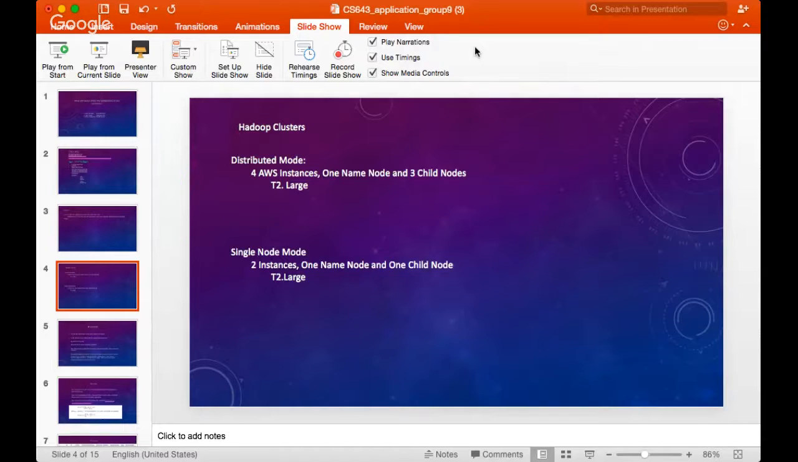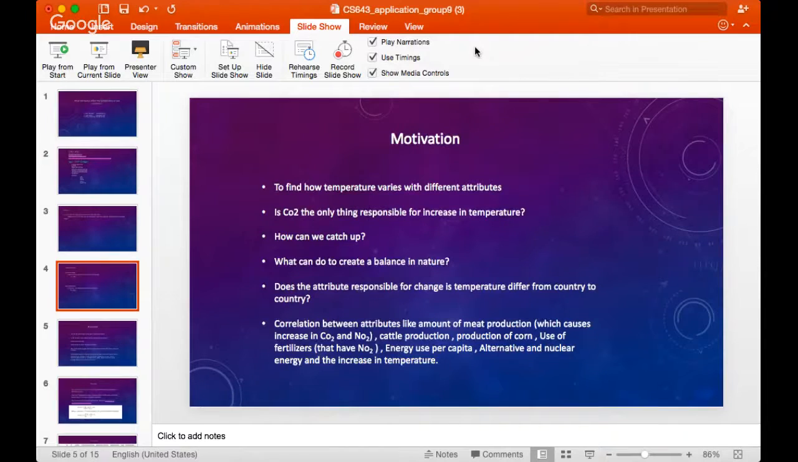The clusters we used were in two different modes. One was distributed mode and one was single node mode. For the first one we used 4 instances, one name node and three child nodes, and for both of them we used T2 large. For the second one, we had 2 instances, one name node and one child node, and for that too we used T2 large, to see if the processing power goes down when the number of instances goes down.